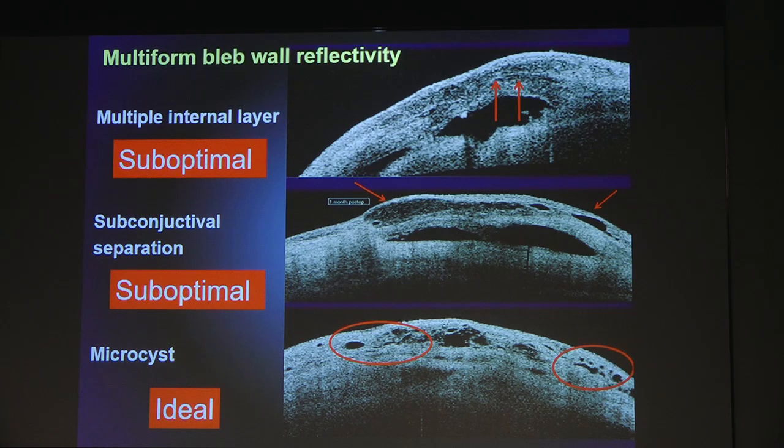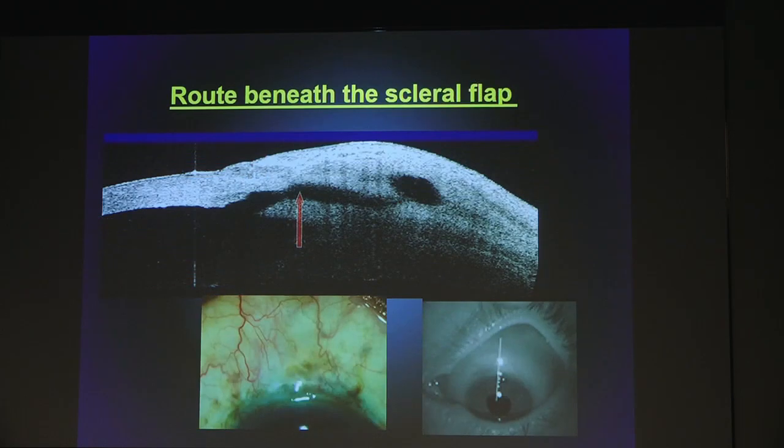Now multiform bleb wall reflectivity again is divided into multiple internal layers as shown here, or it could be subconjunctival separation like this, or it could be multiple microcysts like this. So the last one, microcyst, is an ideal bleb and is always a 100% successful bleb. The route beneath can easily be identified using this technology. So you are sure that nothing is occluding the outflow facility.